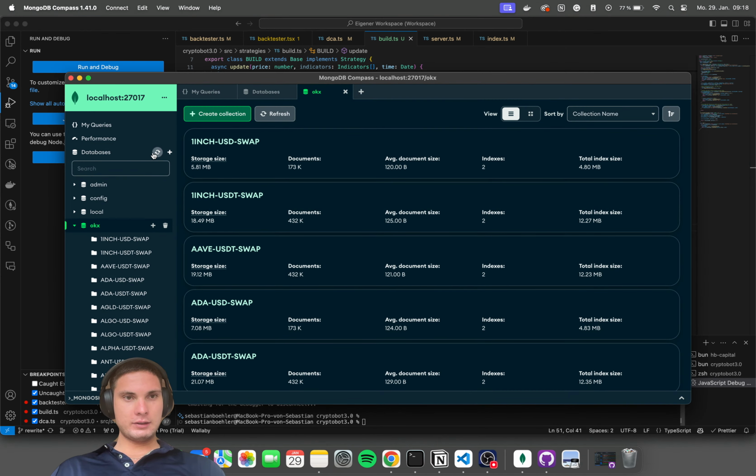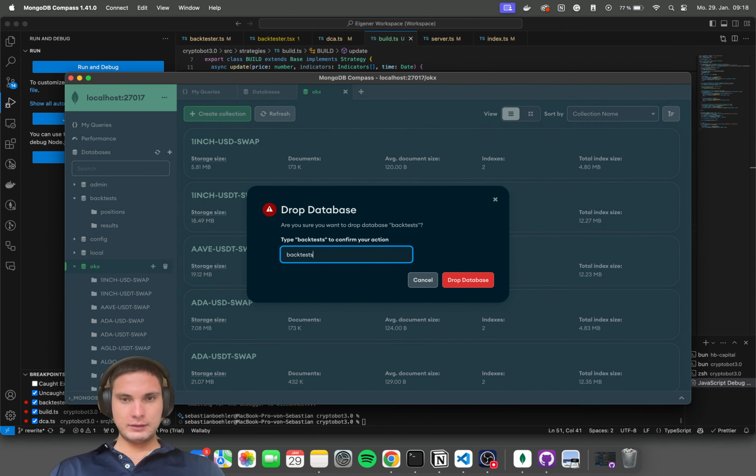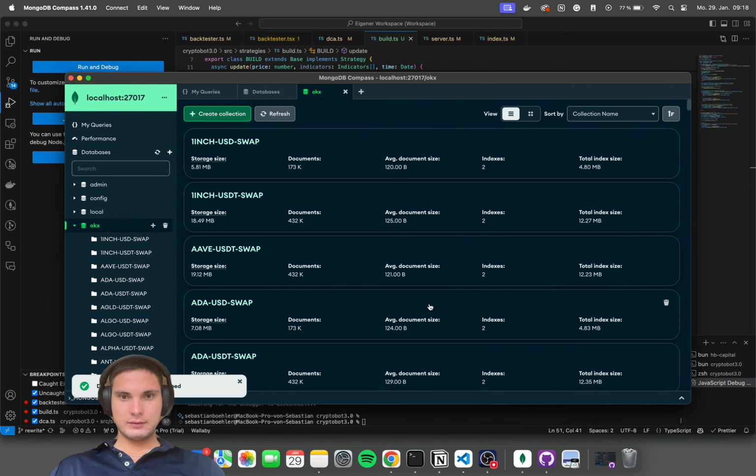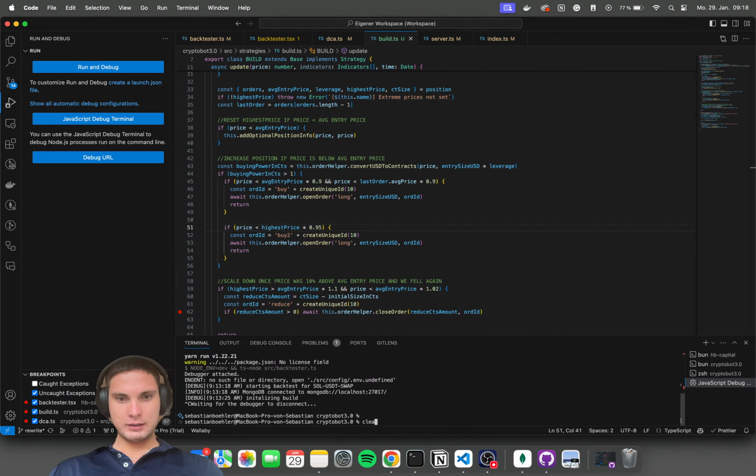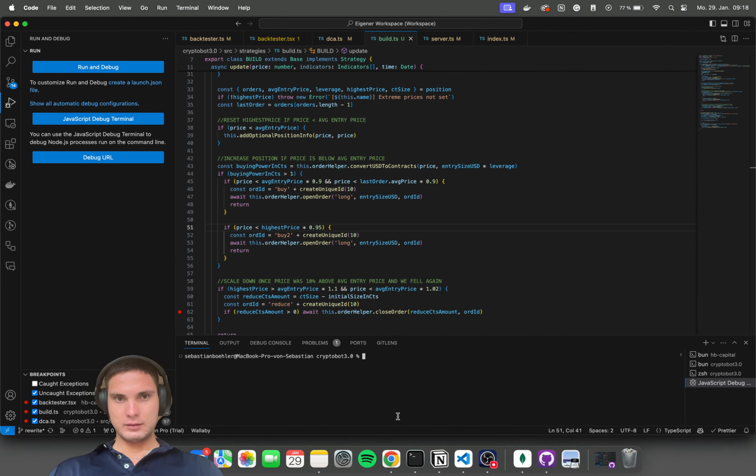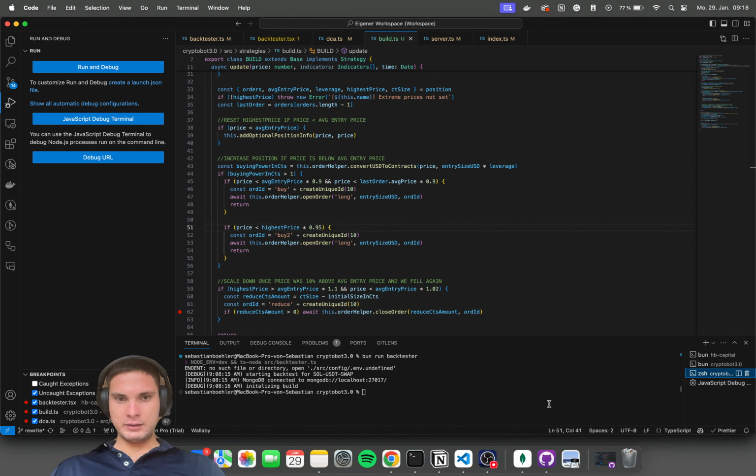Let's have a look at how this looks. Backtest. Clear. We don't need the debugger now.